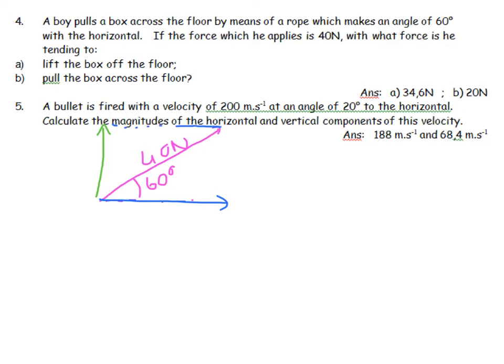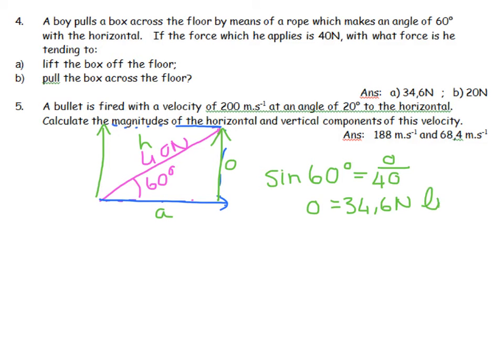If I complete this parallelogram over here, I've got 60 degrees. That is the equivalent of my vertical force. I've got a hypotenuse. This is opposite 60, adjacent, and hypotenuse. So I can say sine of 60 degrees is equal to the opposite, which I don't know, over 40. And that turns out to be 34,6 newtons that he tends to lift. That is the green line.